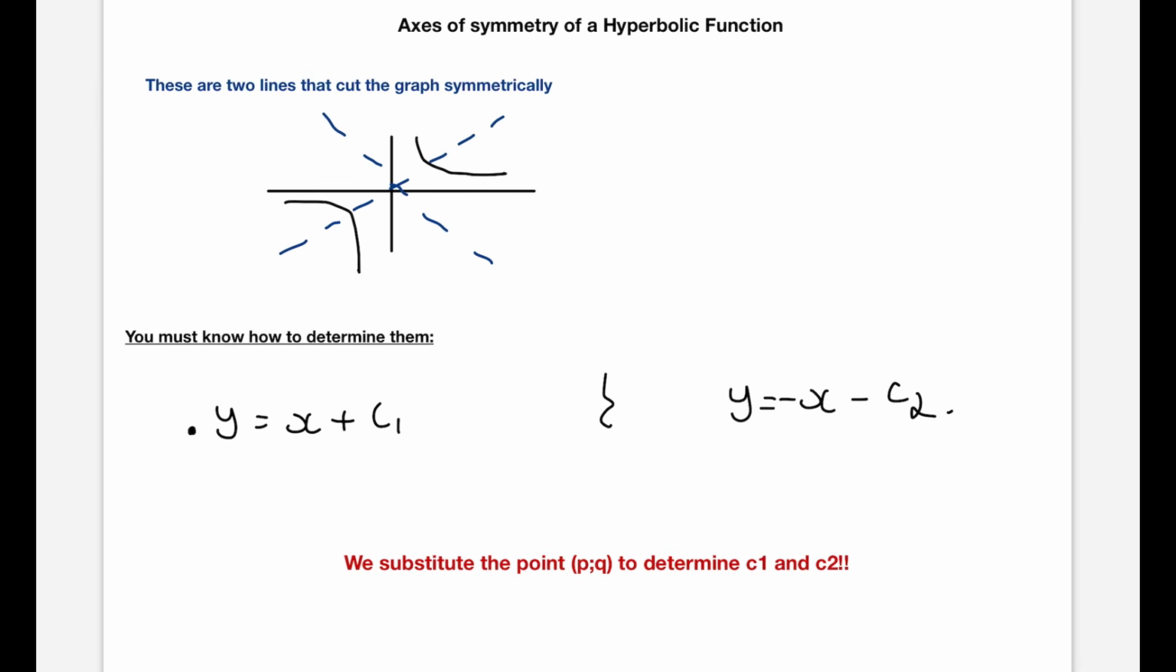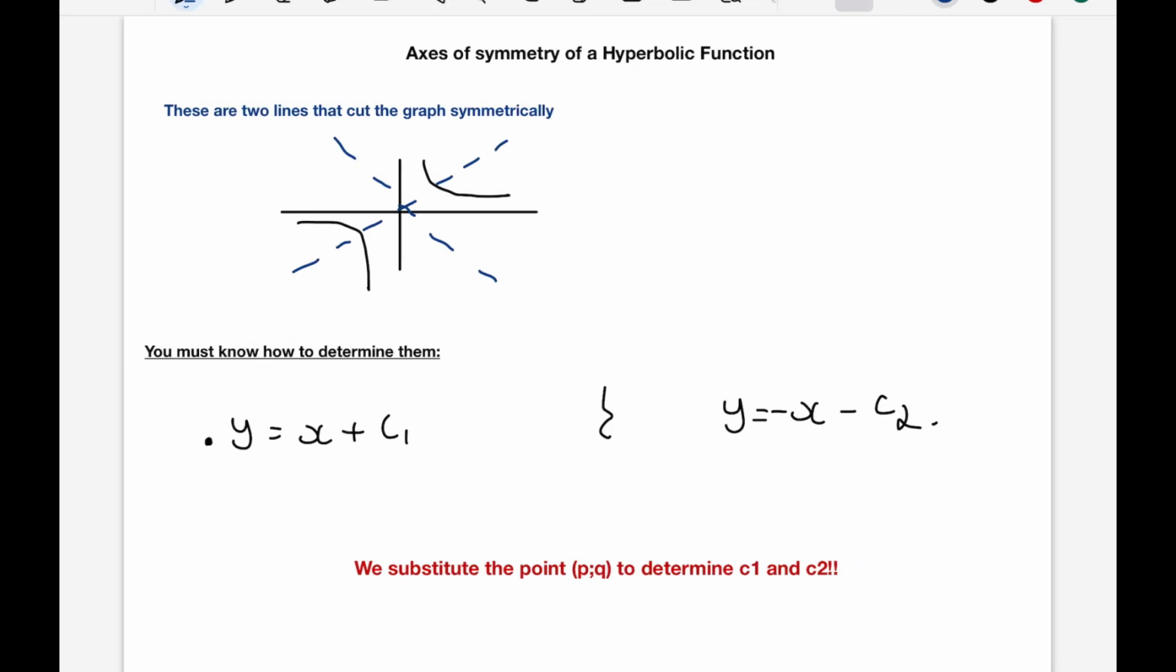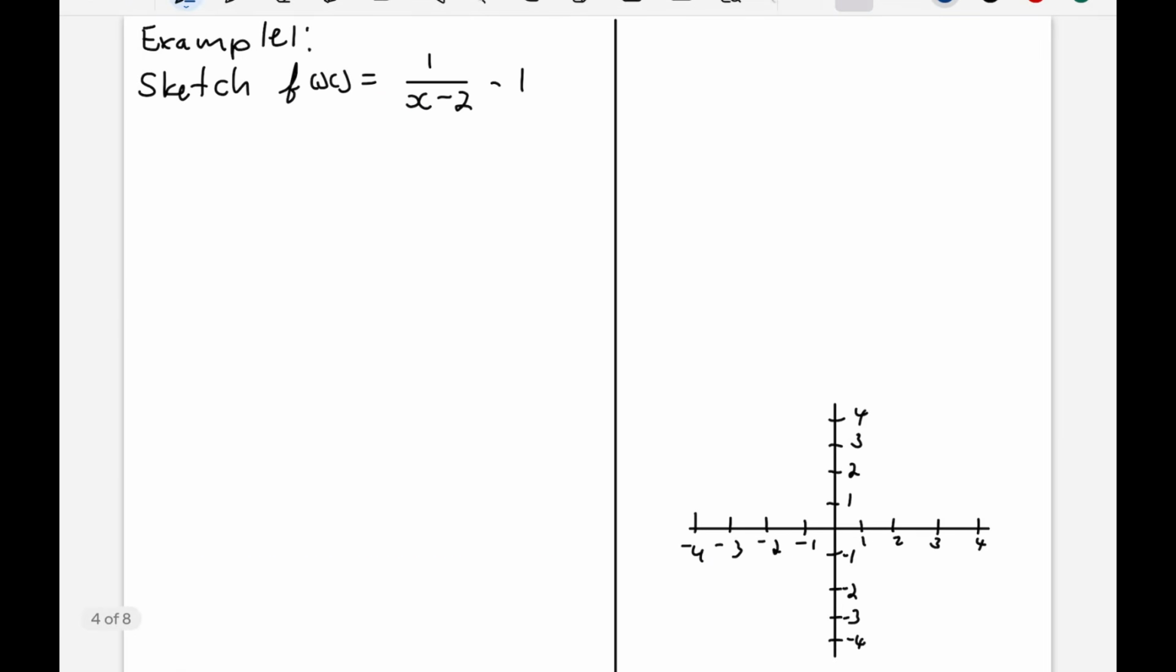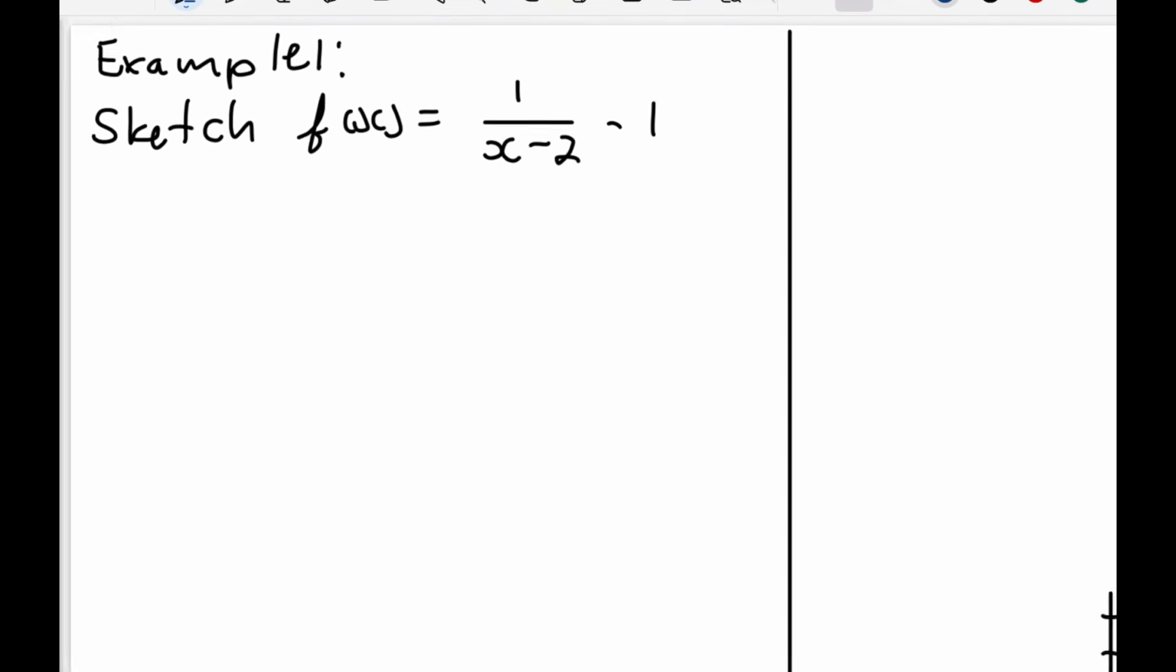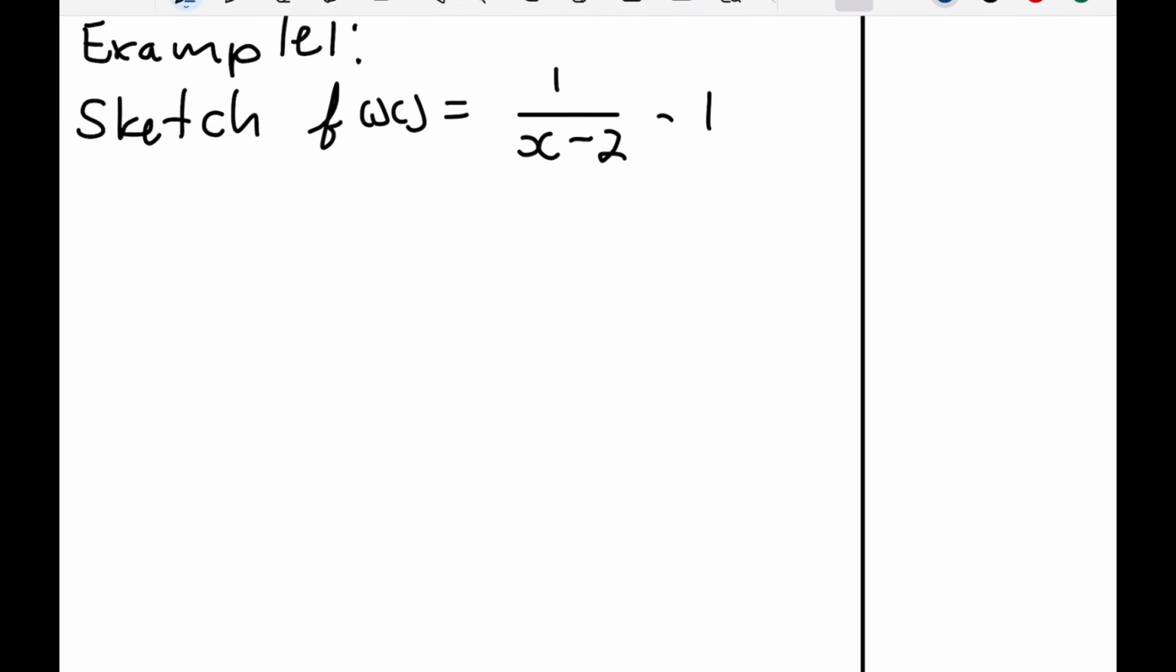Let's look at an example of sketching a hyperbolic function. Here, we're asked to sketch f of x is equal to 1 over x minus 2 minus 1. Well, to start us off, what shape should this take? Well, the value of a is 1, meaning that a is greater than 0. So since a is greater than 0, this thing needs to go in the first and the third quadrants.